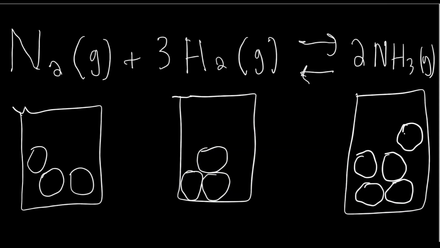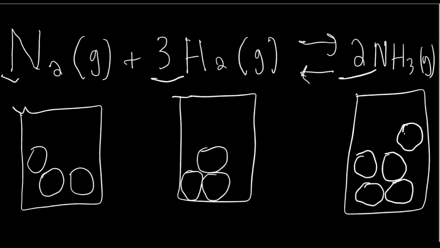Let's look at an example. Say we are given the reaction nitrogen gas plus hydrogen gas yields ammonia gas in a reversible reaction. Well, first let's see if the equation is balanced. As we look at the coefficients in front of the reactants and in front of the product, we can observe that the equation is indeed balanced.